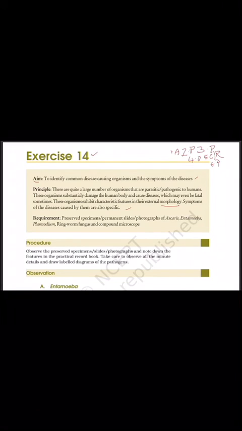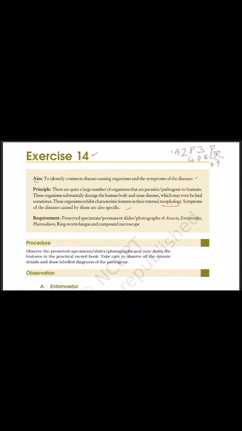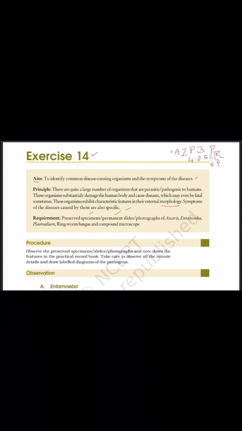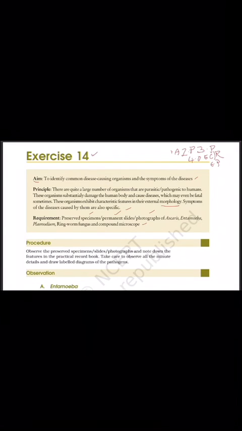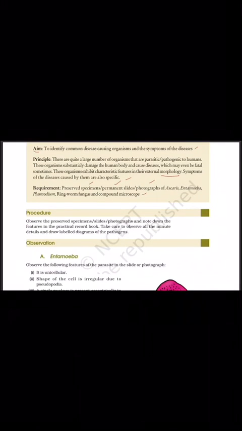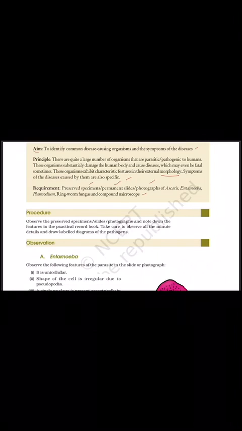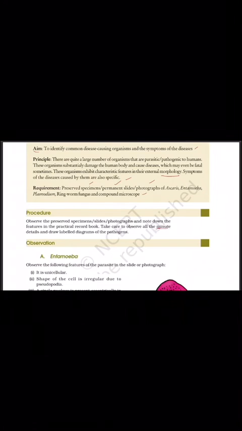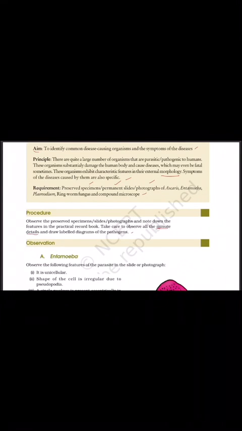What are the required materials you need to have? You need permanent preserved specimens, like we have in our biology lab, permanent slides, and photographs, and of course you need to observe all this under a compound microscope. Procedure: observe the preserved specimens or slides and photographs, and note down the features in the practical record book. Take care to observe all the minute details, particularly when you are observing under high power. Draw labeled diagrams of the pathogens, the disease causing organisms.